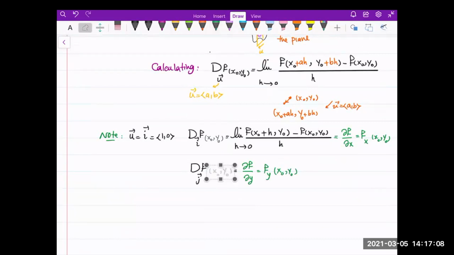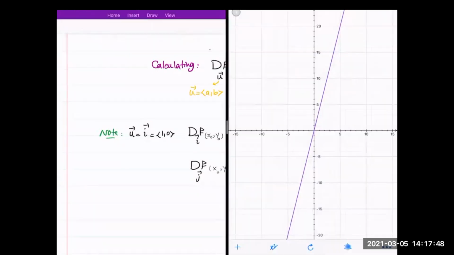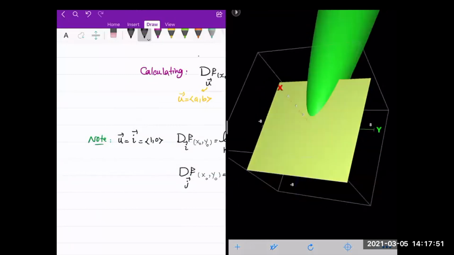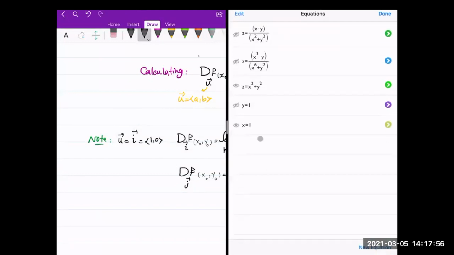Okay, very good. So as you see here, the directional derivative is also kind of like a generalized partial derivative, because if we take the derivative in the direction of i, we get the partial derivative with respect to x. If we take the directional derivative in the direction of j, we get the partial derivative with respect to y. And let me make it 3D. Okay, just assume this function is good. And what is this? The function is this one, z equals x squared plus y squared.